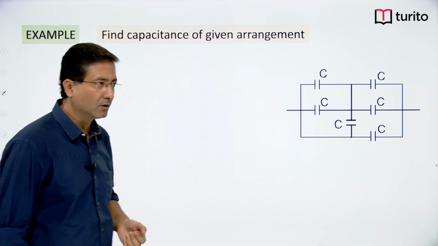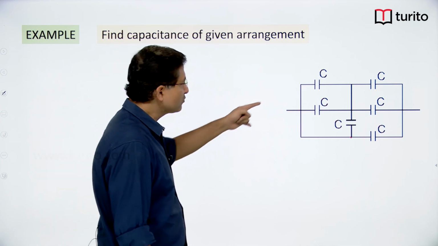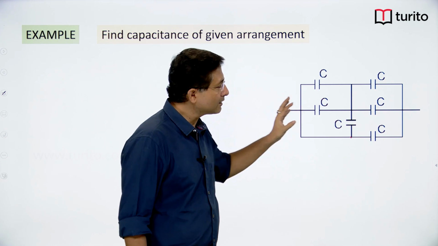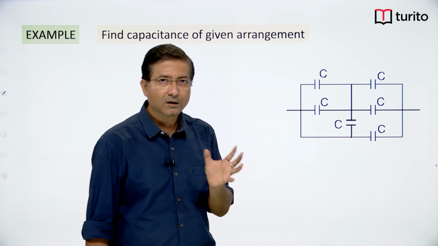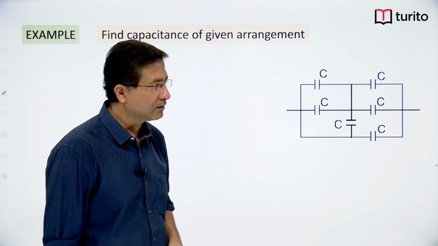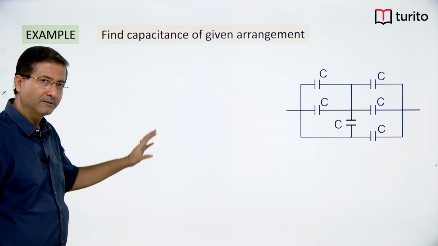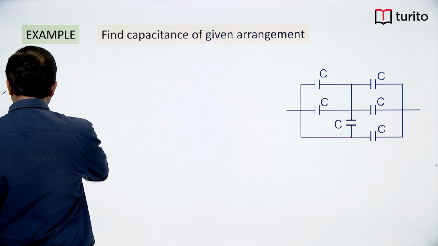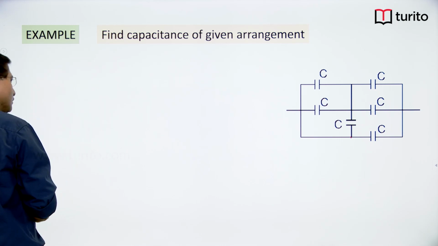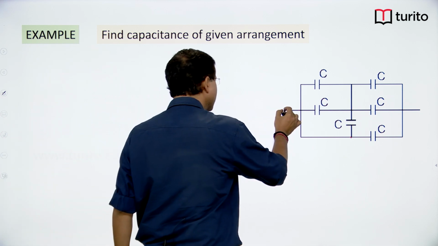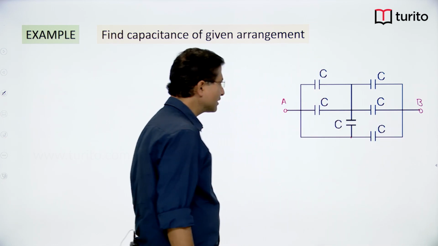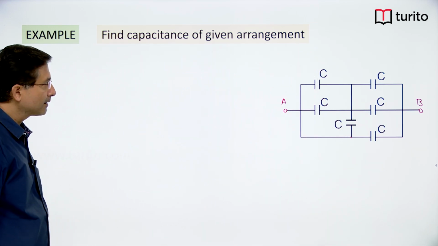So there are two steps involved. First one is try reducing the circuit or try simplifying the circuit. Once the circuit is simplified, then you can easily see which are in series and which are in parallel, and you can reduce the whole arrangement. So let us start. Across A and say this B, across AB I want to find out the capacitance, right.